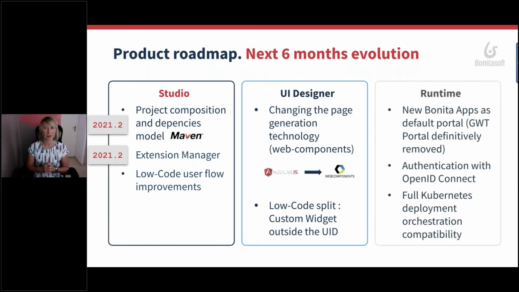Finally, if we talk about runtime, there are many improvements as well. The first one, in Bonita 2021.2, is that the GWT native portal is definitively removed. Remember, it had been deprecated two versions ago, and now it's replaced by the new Bonita user interfaces as the default portal, and we will have another webinar to show you about that next week.